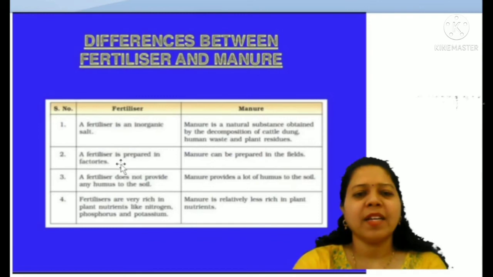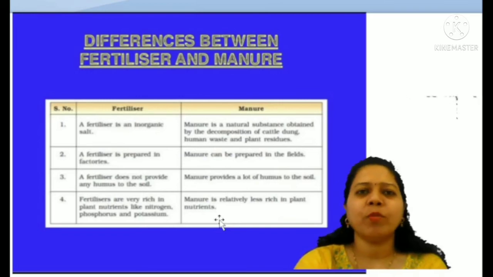Second point, a fertilizer is prepared in factories. Manure can be prepared in the fields. Third, a fertilizer does not provide any humus to the soil. Manure provides a lot of humus to the soil. Fertilizers are very rich in plant nutrients like nitrogen, phosphorus, and potassium. Manure is relatively less rich in plant nutrients.